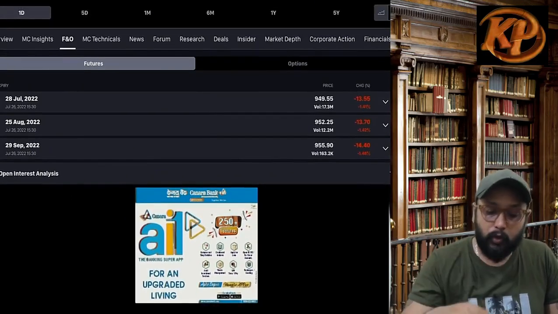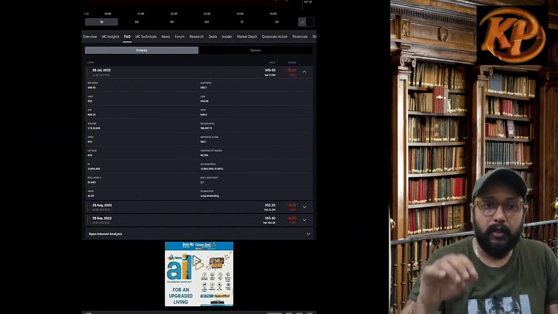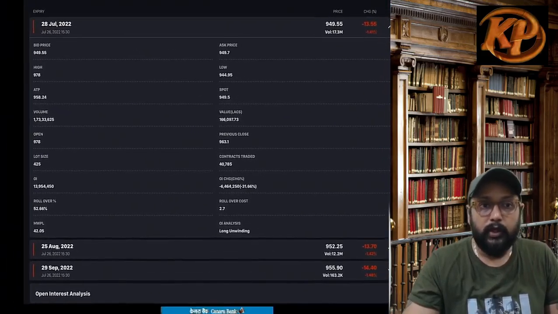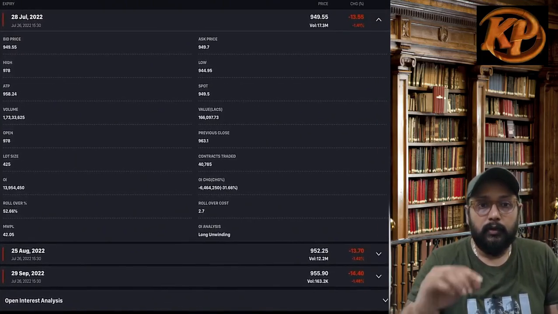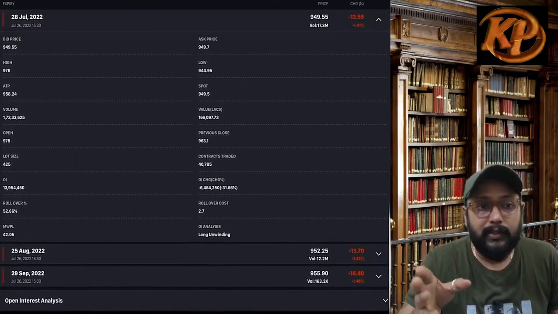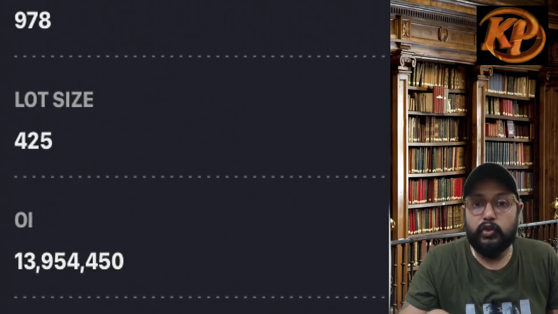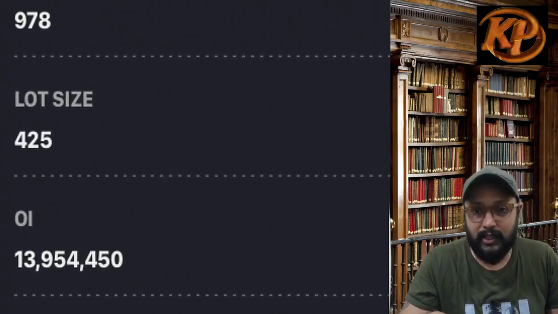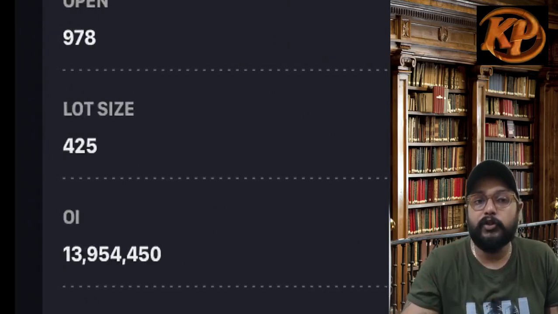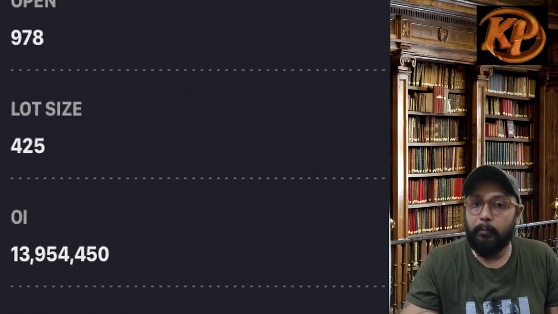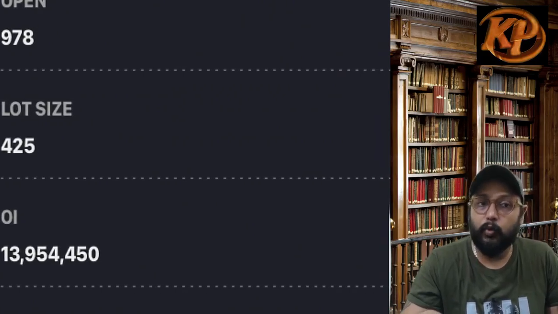Now, when you click on July, this is the kind of data that will open in front of you. What are the important things? First, you see the lot size given. For futures, lot size will be given. Lot size is the minimum quantity for which you have to trade. So for Tata Steel, the minimum number of shares in which you have to trade is 425.